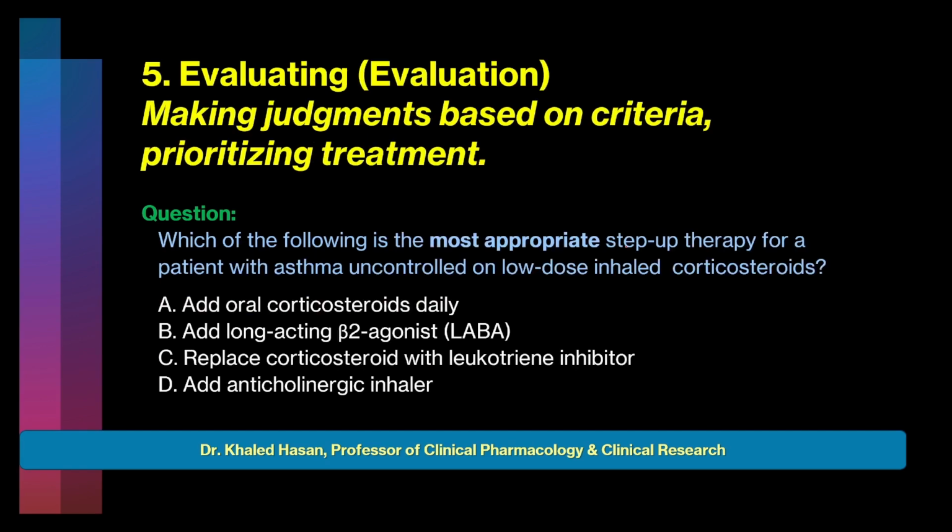Moving to evaluating or evaluation: making judgments based on criteria and prioritizing treatment. The question here: which of the following is the most appropriate step-up therapy for a patient with asthma uncontrolled on low-dose corticosteroids? Here the patient has uncontrolled asthma on low-dose corticosteroids. Which is most appropriate to step up therapy? Add oral corticosteroid daily, add long-acting beta-2 agonist, replace corticosteroid with a leukotriene inhibitor, or add an anticholinergic.